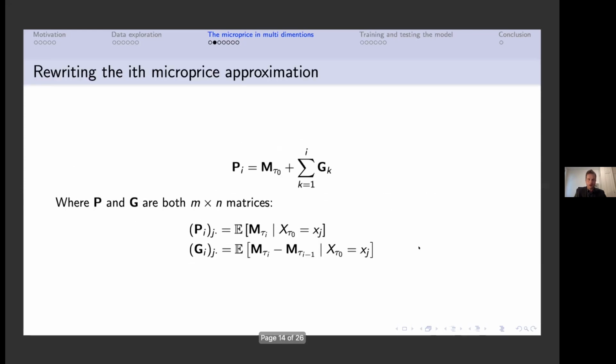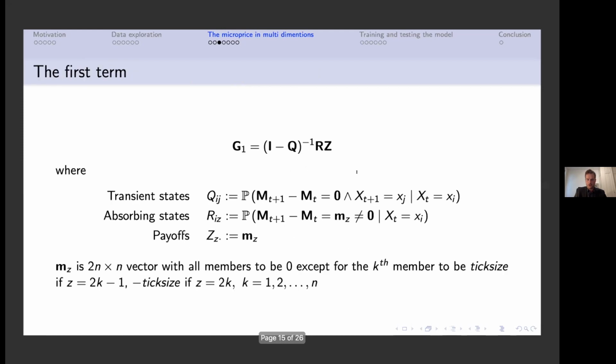Let's work on the first term, G1, which is essentially the first increment, conditional on the state of the order book. Because these are Markov chains, you can think of the price ticking up or down as an absorbing state. The way we compute this is we first compute a matrix of transient states. What does a transient state mean? It means that you start at state xi, and we want to compute the probability that you end up at state xj, and that the mid price has not moved. Those are what I call the transient states. And then there's the absorbing state.